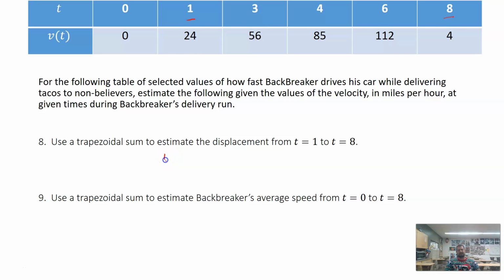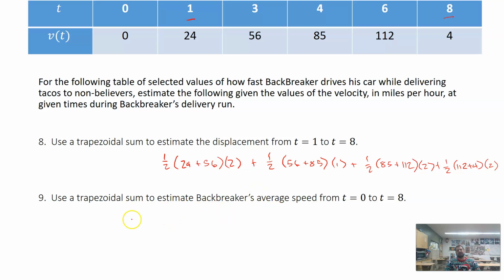So I'm going to have to go 1/2, and we're trying to find the displacement, so we go 24 plus 56, because those are our two bases, multiplied by how far apart the time values are. And then we just repeat again and again, 56 plus 85, and then we multiply that by 1, plus 1/2 times 85 plus 112. We multiply that by 2, and then we go 1/2, 112 plus 4, and we multiply that by 2 as well. And that is our trapezoidal sum.